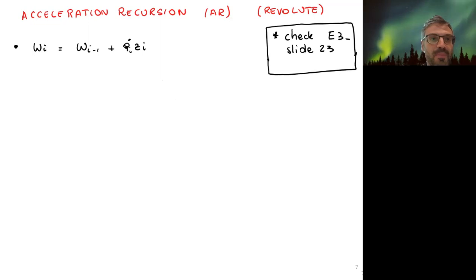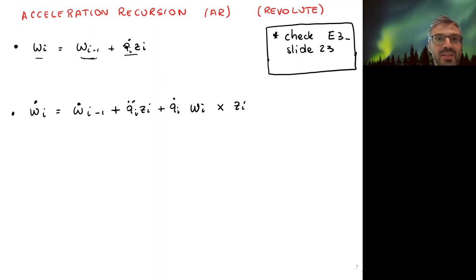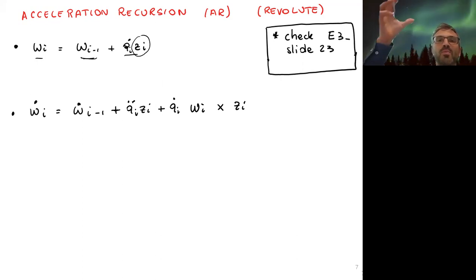So you know the expression that relates the angular velocity omega at link I to the angular velocity of the previous link, plus the joint contribution along the joint axis. Then if you differentiate this, you in essence get this expression where you take the derivative of this, and since Zi is in a moving frame, you need to consider the cross product with omega I.